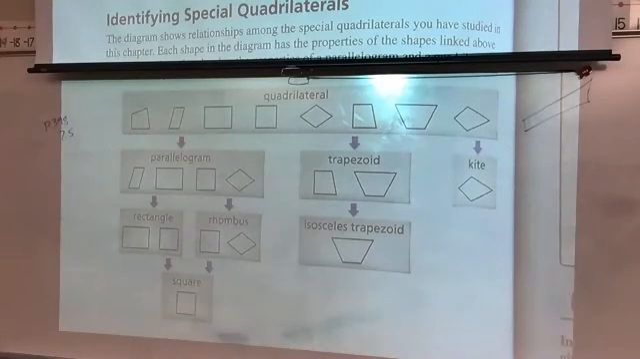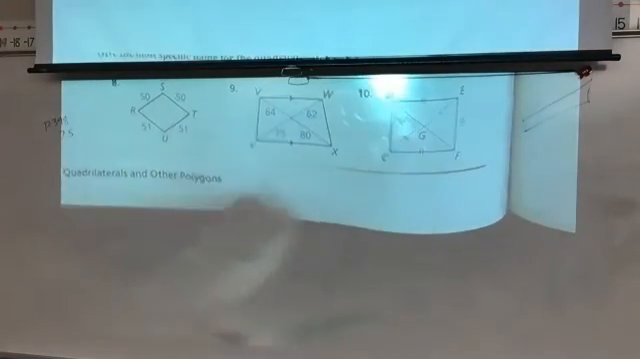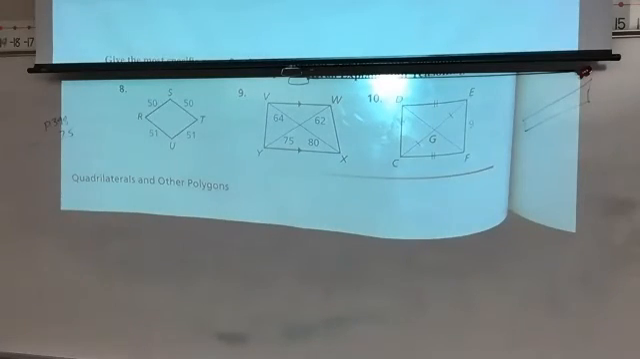Okay. So speaking of, let's look at these 3. Talk to the person next to you. What's the most specific name that we could give for the quadrilaterals?